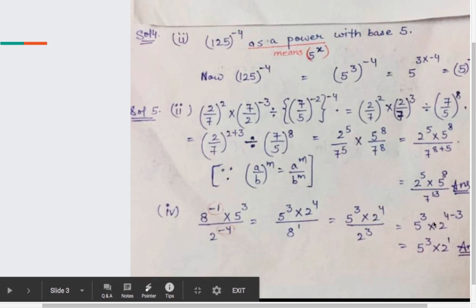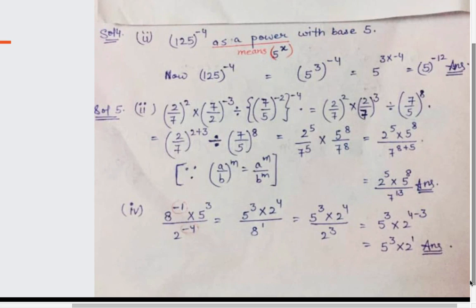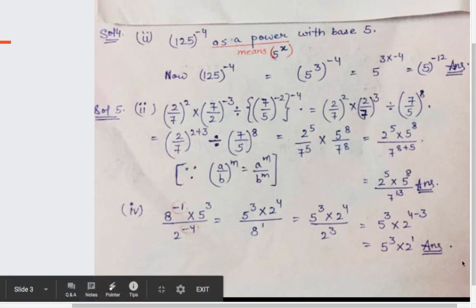Okay. Multiplied by 2 raised to power 4 minus 3. Because the two are getting divided. So whenever there is a division, that means the powers will be subtracted. Base is same. In division, the powers get subtracted. So 5 raised to power 3 as it is into 2 raised to power 4 minus 3. What are you left with? 2 raised to power 1. So this is the answer, students. 5 raised to power 3 into 2 raised to power 1. That is the answer. Clear?